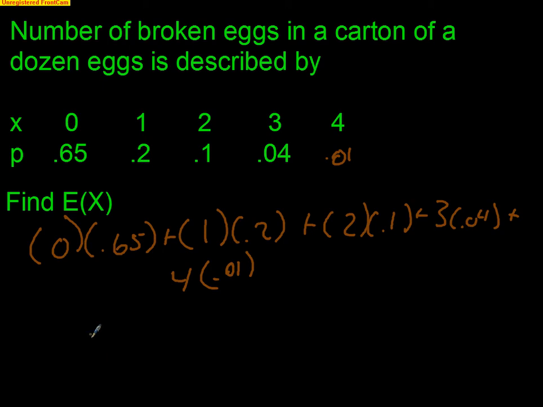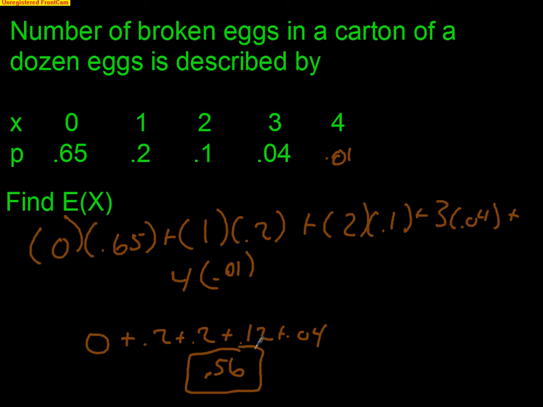So let's take a look at what all this is. This is 0 plus 0.2 plus 0.2 plus 0.12 plus 0.04. We add these up. 0.2 and 0.2 is 0.4, then 0.52, 0.56. So that means we expect about half an egg to break in each carton of eggs. Now that might not make sense unless you're talking about, say, 100 cartons of eggs. In 100 cartons of eggs, we'd expect about 56 eggs total to be broken.